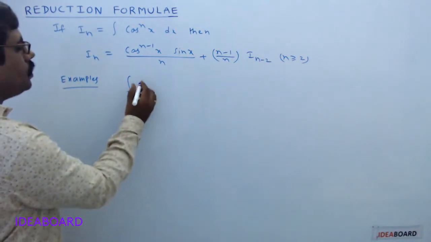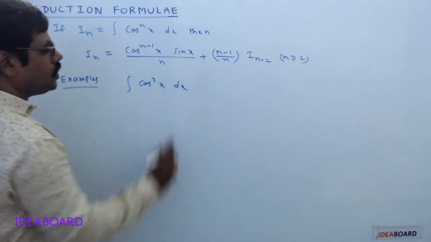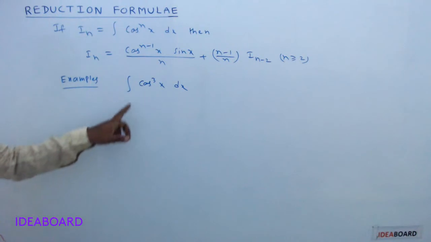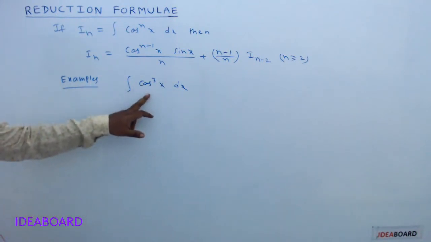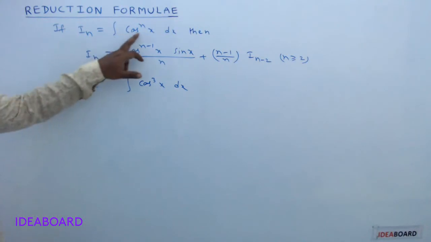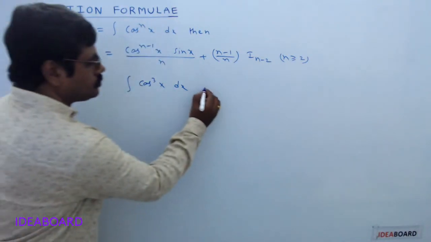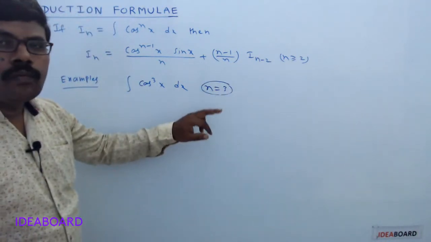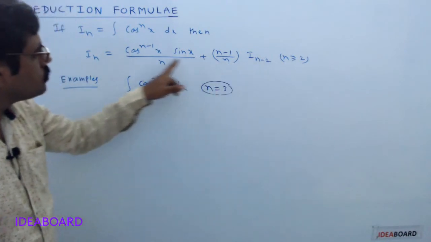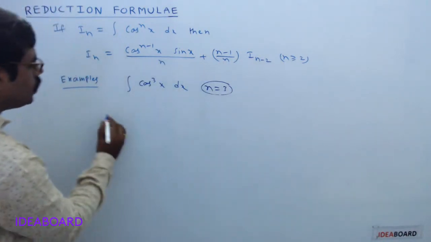Now see the next example. Integral cos cube x dx. If you compare this problem with the integral cos power n x dx, your n value is 3. So this n value is more than 2. So use this formula. Substitute n equals 3 in this formula.